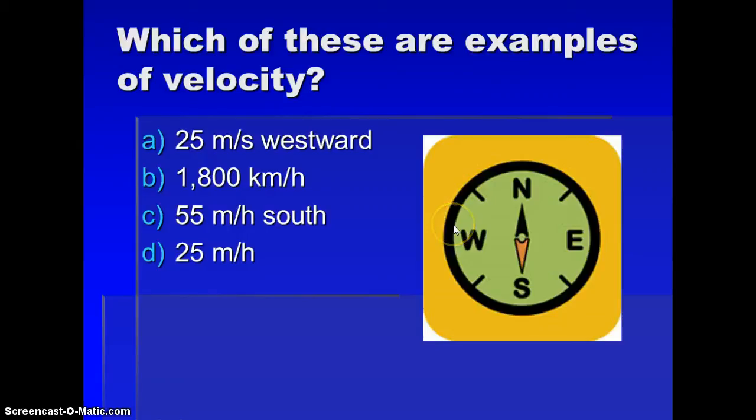All right, which of these are an example of velocity? A, 25 meters per second westward, 1,800 kilometers per hour, 55 meters per hour south, or 25 meters per hour. So which ones are examples of velocity? You should have said A and C because they both have direction.